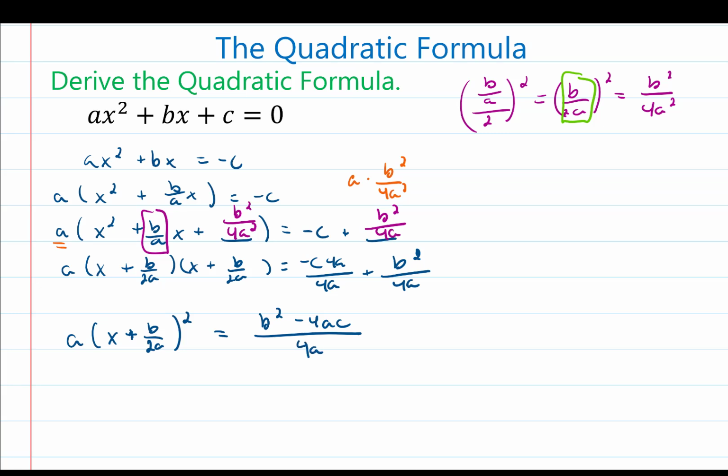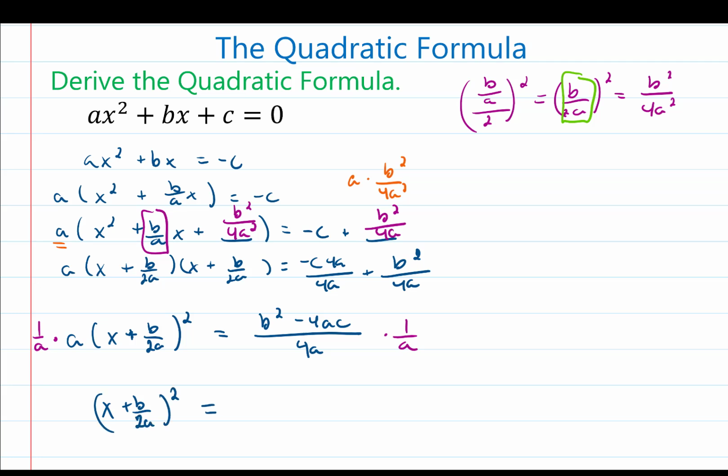Next, I'm going to have to move the a to the right side. Now, most people would say to divide. I'm going to choose to represent this as multiplication. So I'm going to multiply by 1 over a to both sides. And when I do that to both sides, on the left side, the 1 over a times a undoes each other. So all I'm left with now is x plus b over 2a, quantity squared.